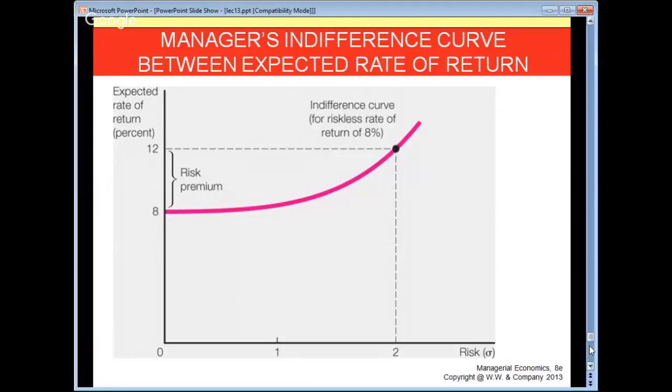No, 8% is the risk-free rate. I'm saying that this is risky. If there's 2 standard deviations, how much do you have to pay me? What interest do you have to pay me? Go on, try it. 12.